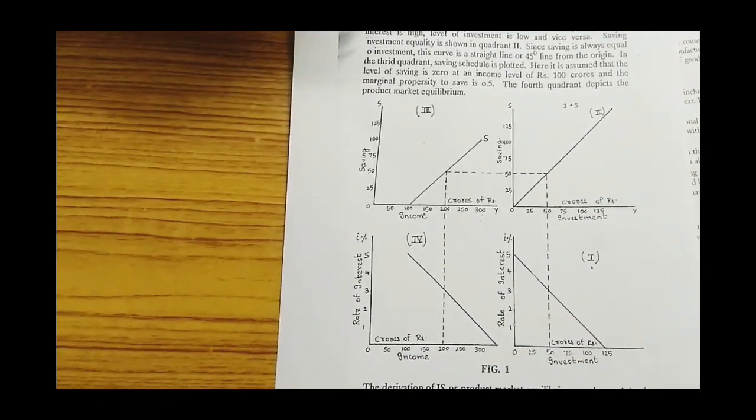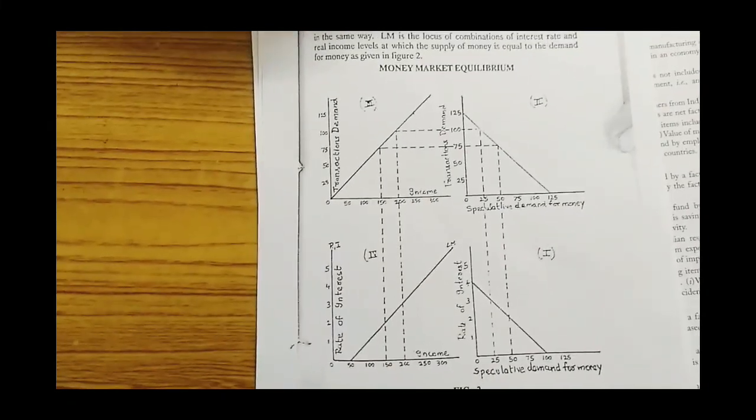Next we will see the LM curve. Now, money market equilibrium, that is LM. Monetary equilibrium, or derivation of the LM curve, can also be shown in the same way. The LM curve is the locus of combinations of interest rate and real income levels at which the supply of money is equal to the demand for money, as given in the diagram.